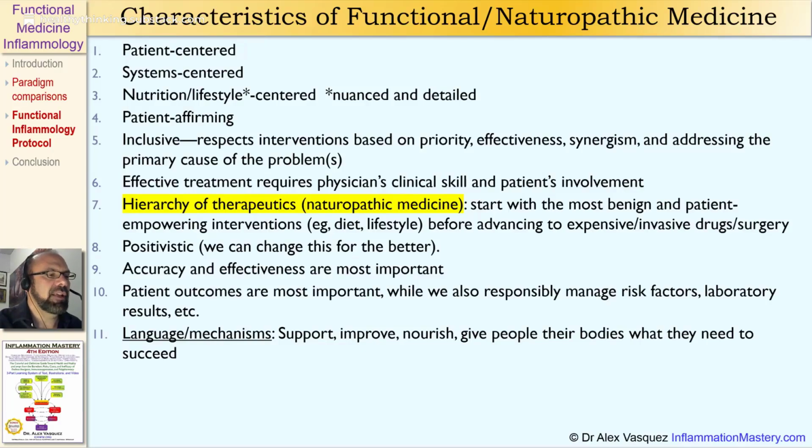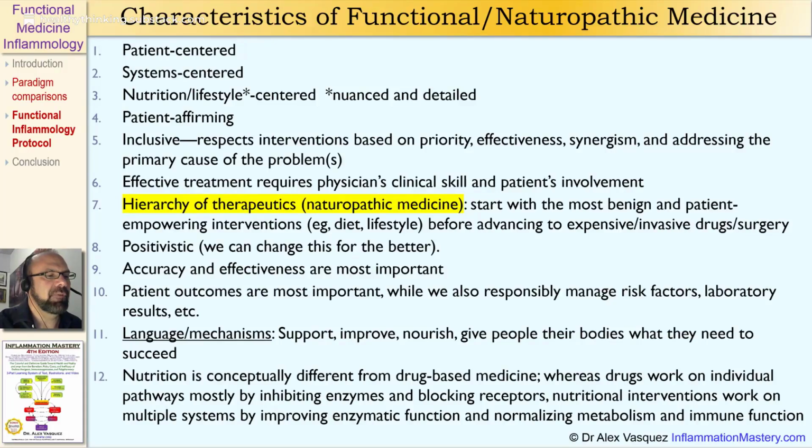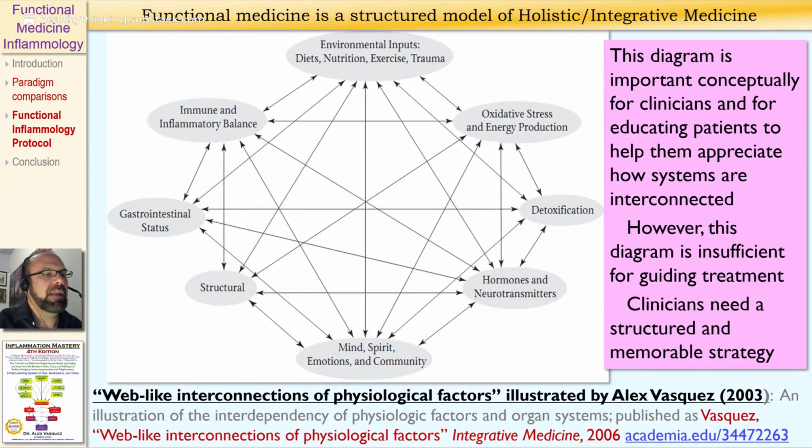In contrast, in functional and naturopathic medicine, we try to help systems work better. So we use different language, such as support, improve, nourish. We give people and their bodies what they need to succeed. Nutrition is conceptually different from drug-based medicine. Whereas drugs work on individual pathways, mostly by inhibiting enzymes and blocking receptors, nutritional interventions work on multiple systems by improving enzymatic function and normalizing metabolism and immune function. And on the following page, you can begin to see how some of the major body systems are interconnected and how one might influence the other.